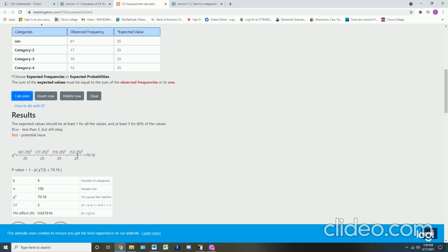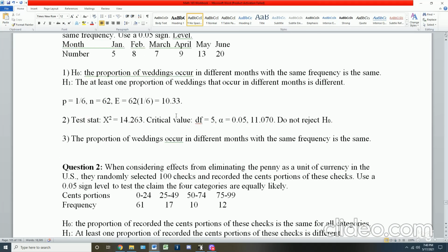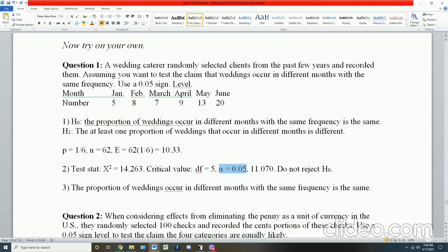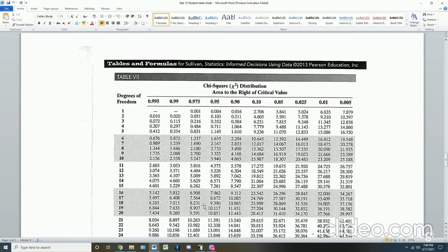And there we go, it's a whopping 70.16. Okay, next up, we want to find our critical value. Same process: we have to find degrees of freedom, which is 1, 2, 3, 4 minus 1, which is 3. And same alpha, I believe, 0.05. So we just copy this alpha here. So our critical value is going to be, going back over here, 0.05, going down to 3, 7.815.